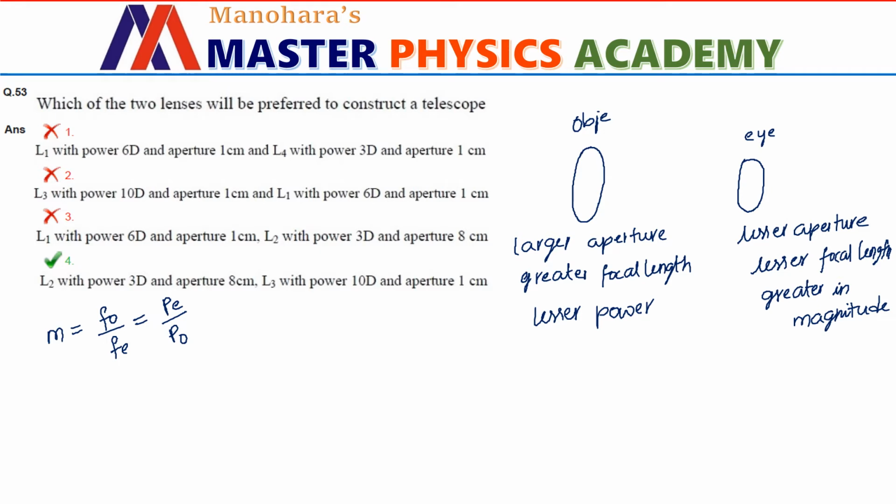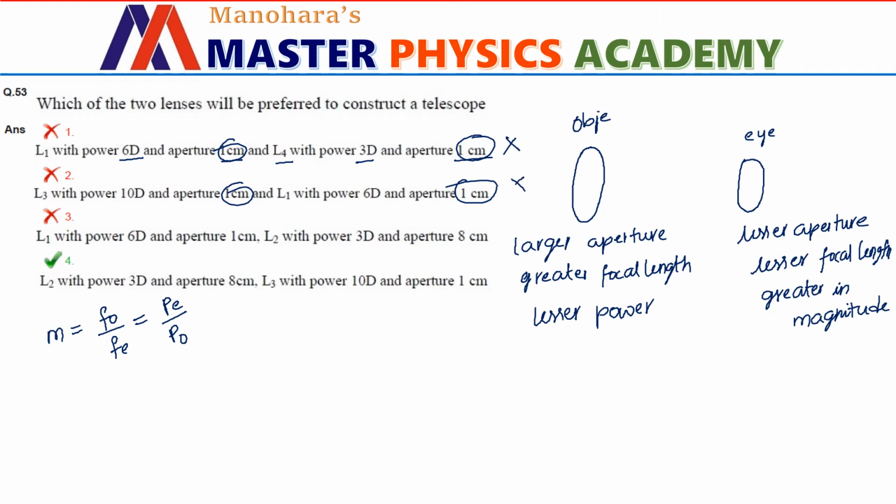In the first option, lens 1 has power 6D and aperture 1 centimeter. Lens 4 has power 3D and aperture 1 centimeter. Both of them have the same aperture, so this is not a good choice. Let us go to option 2. Here also the aperture is of the same magnitude for both objective and eyepiece, hence it is not a good choice. So I will consider the third option.